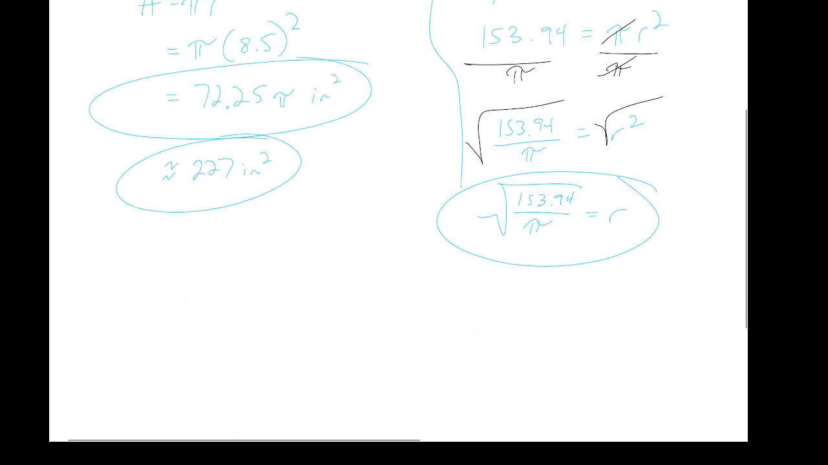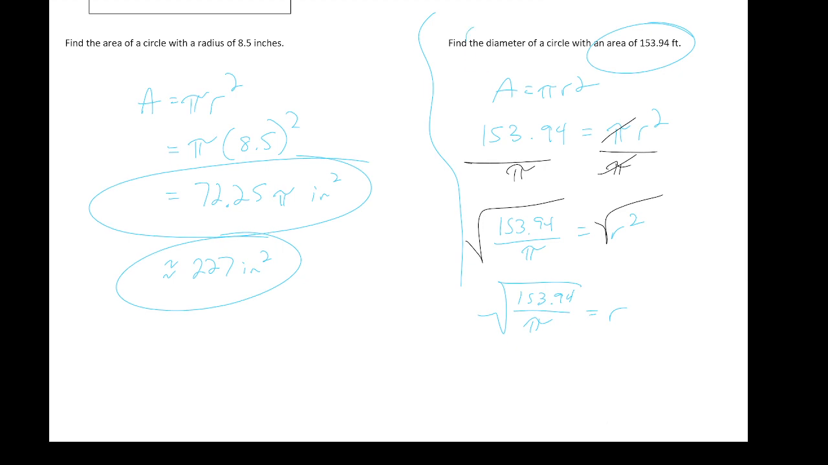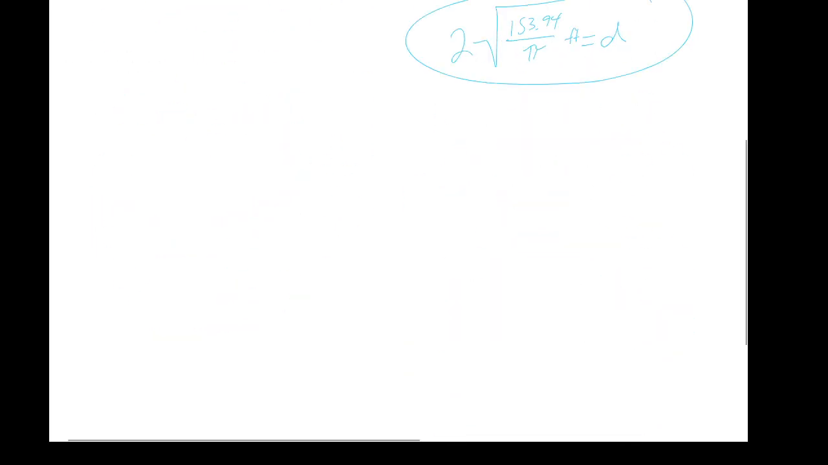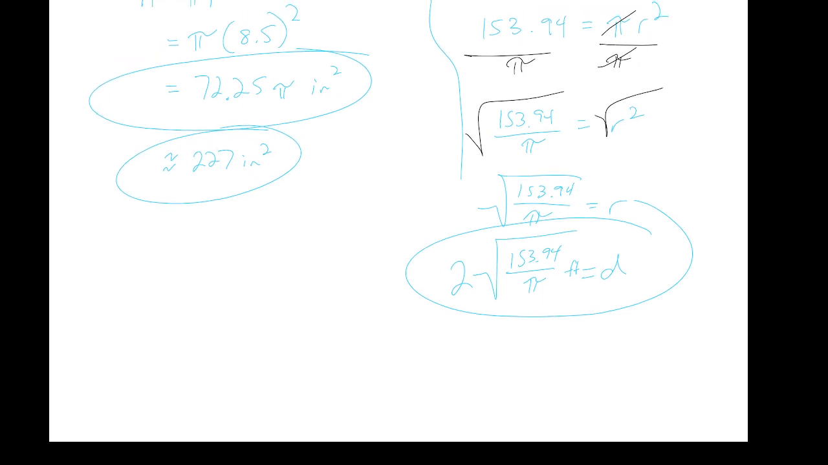Now you can punch that into your calculator. Goodness gracious, gentlemen, hold on real quick. It's saying that we have to find the diameter, right? Remember that diameter is just going to be 2 times the radius. So it's going to be 2 on the outside, big square root of 153.94 over pi. And that's feet, linear feet. That is your exact answer. Punch that into a calculator. It's about equal to 14.